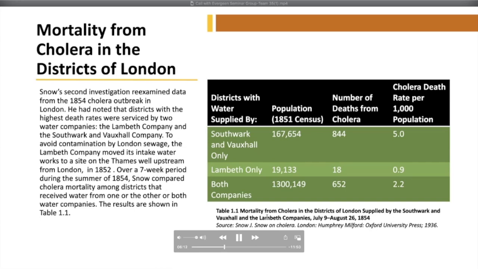Over a 7-week period during the summer of 1854, Snow compared cholera mortality among districts that received water from one or the other or both water companies. The results are shown on the table to the right. As you can see, the Southwark and Vauxhall Company contributed most to the number of deaths from cholera.